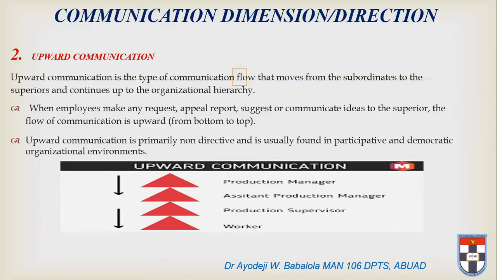Two, upward communication. Don't forget you are talking about communication direction in an organization. So the second direction is categorized as upward communication. This is a type of communication that flows from the subordinates to the superior and continues up and up and up. This is communication from the subordinate in the form of requests, appeals, reports, suggestions, or ideas to the superior. When this happens, it is a flow of communication upward. It is a bottom-to-top approach to communication.